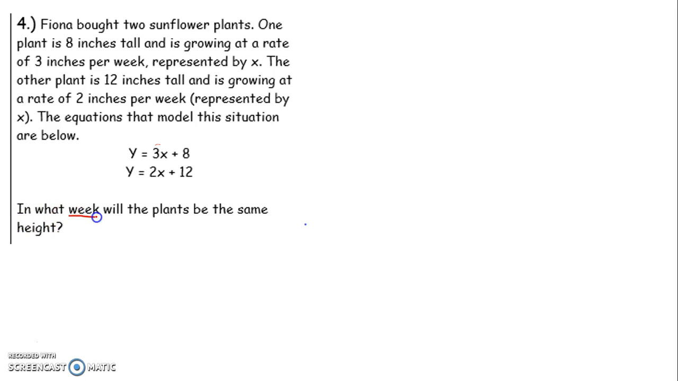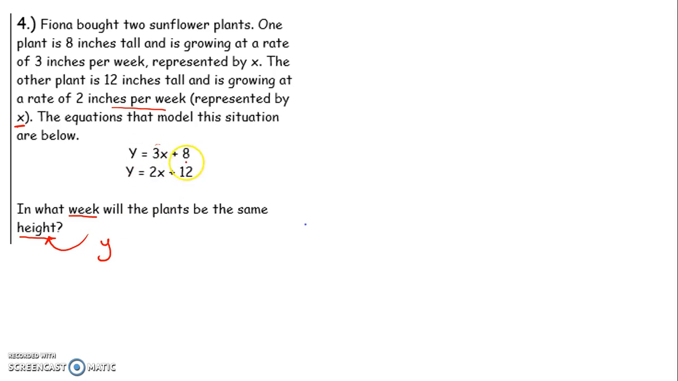In what week, so in what X value, so we're looking for the X value, they tell us 2 inches per week, represented by X weeks. Will the plants be the same height? Okay, our output, our Y's, represent the height. So we want the Y's to be the same.